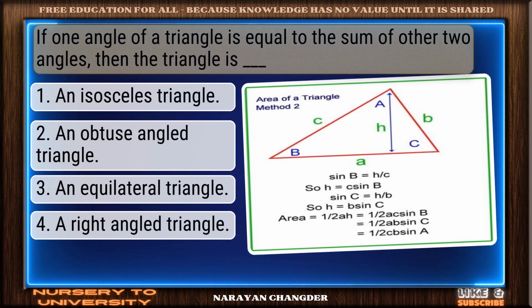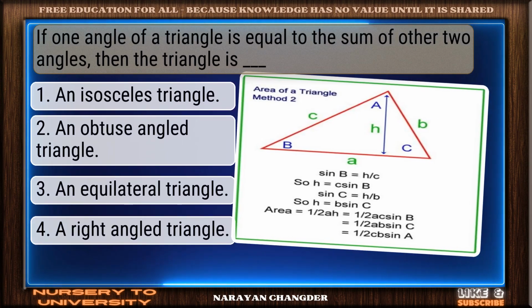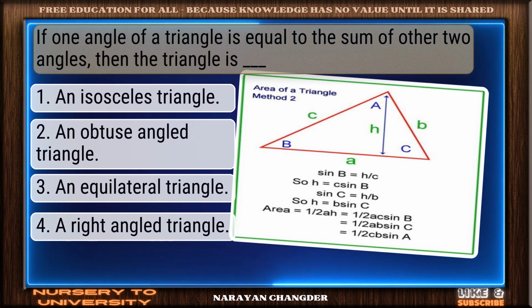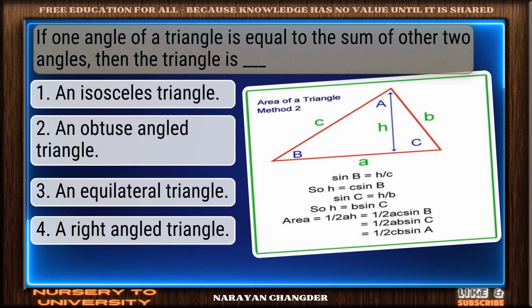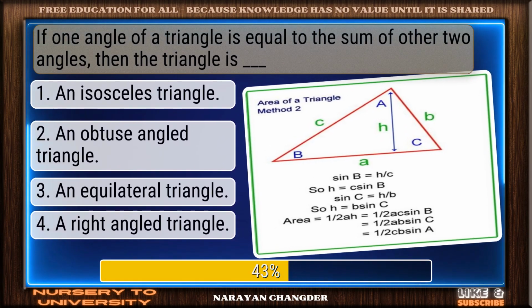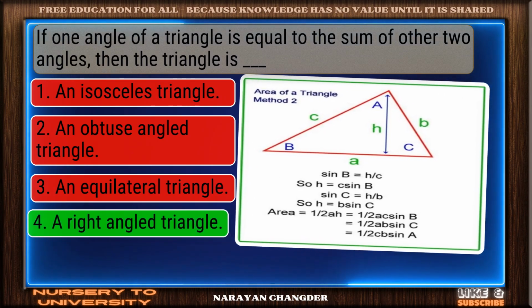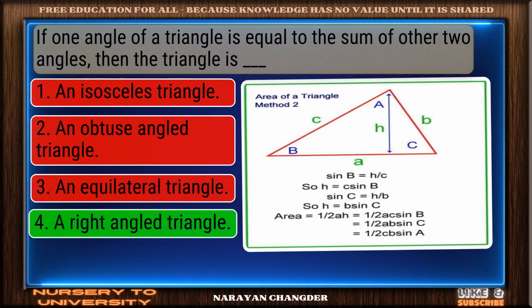Question number 34. If one angle of a triangle is equal to the sum of the other two angles, then the triangle is dash. Excellent choice. A right-angled triangle is the right answer.